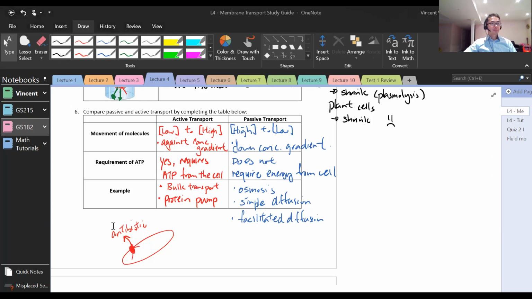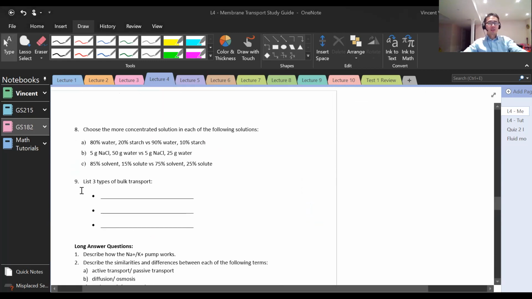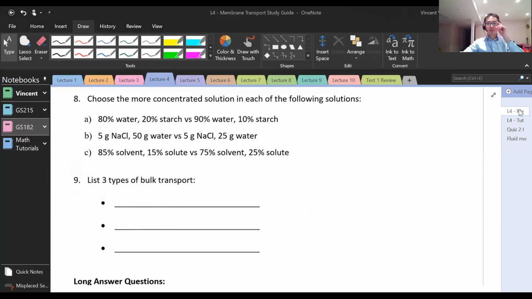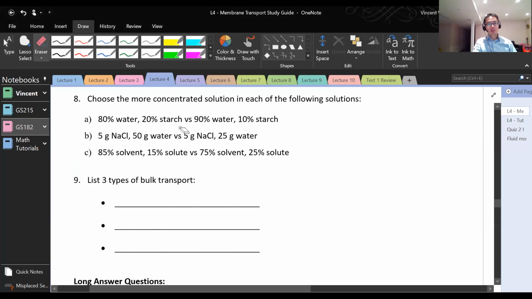Next one. Choose the more concentrated solution in each of the following. So we have 80% water, 20% starch versus 90% water, 10% starch. When we check for concentration, we can look at the solute. In this case, it's the starch. So the more starch you have, the more concentrated it will be. Okay.